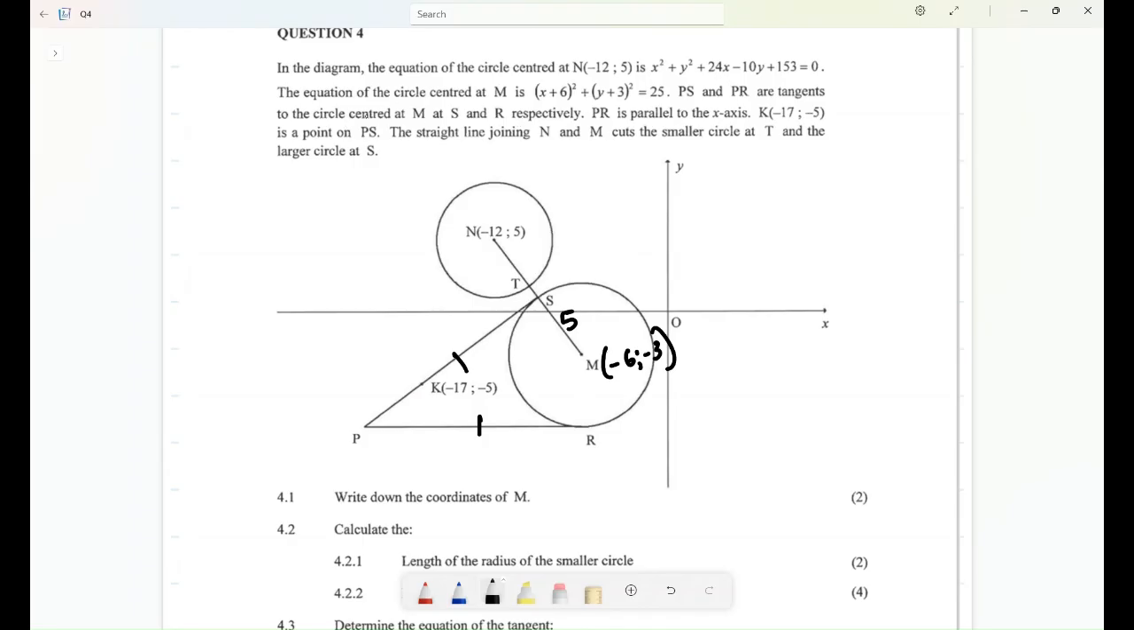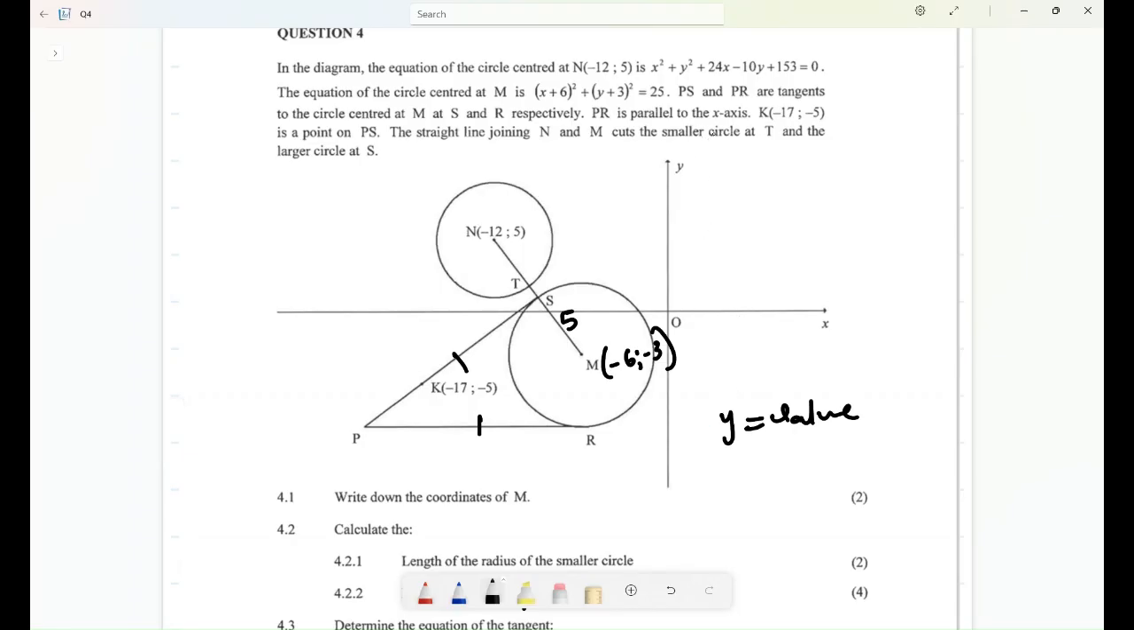Okay, yes, at S and R. PR is parallel to the x-axis. So if this is parallel to the x-axis, it means the value of y won't change throughout this line. It's just a parallel line like this. So its equation is going to be y is equal to whatever the value is there. A horizontal line has an equation of y is equal to something.